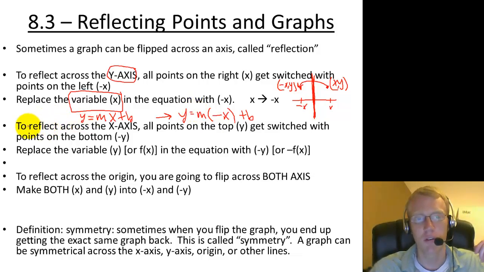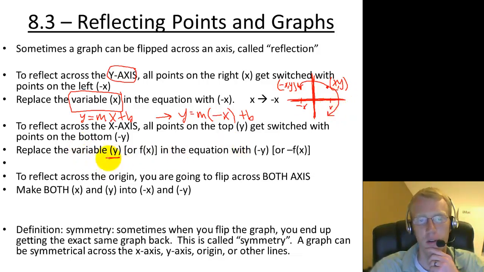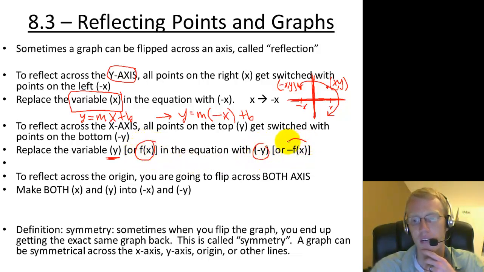Okay? What if you want to reflect across the x-axis? So imagine the same little graph right here, but now we're reflecting across the x-axis, which is this axis. So this point is going to come down here. Its x value stays the same, but its y value becomes negative. Okay, so you replace the y value, and since we're using function notation, it might be actually f of x, into negative y or negative f of x.